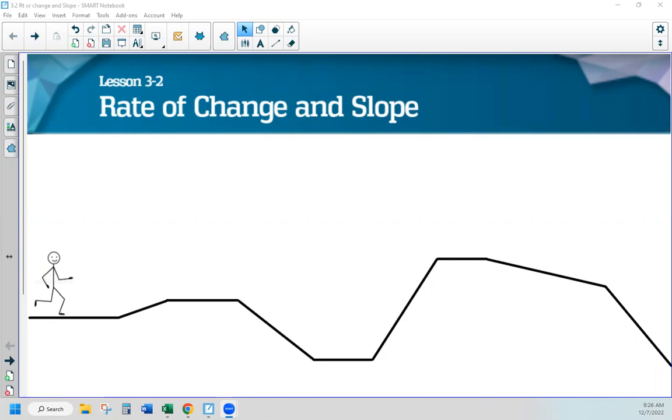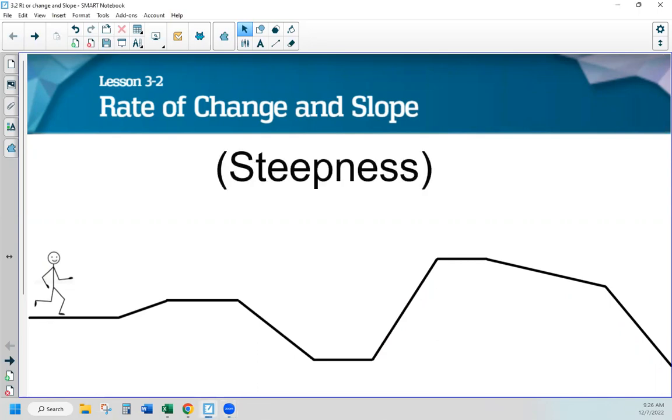This is the worksheet, the new lesson 3.2. The title of this sucker is Rate of Change and Slope. Notice in your worksheet that I put in between parentheses the word steepness. That is pretty much what slope is, or rate of change. I want you to think about it as how steep something is.